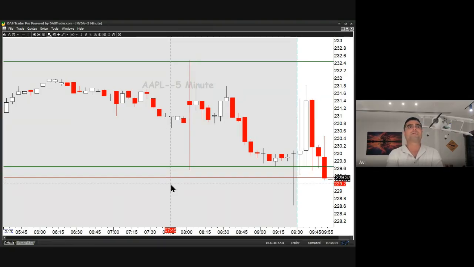Apple's fun. That looks like a breakout to my eyes. Already done. I'd wait for a retest a little later. And then you go.